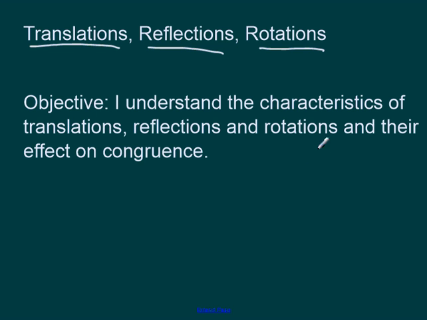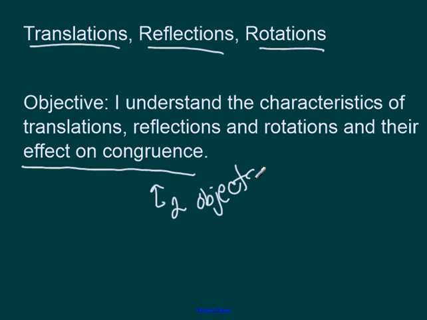And this part's really important. You have to understand the effect they have on congruence. Congruence, remember, is when two objects are the same shape and size. They are considered to be congruent. Write this note down, please.